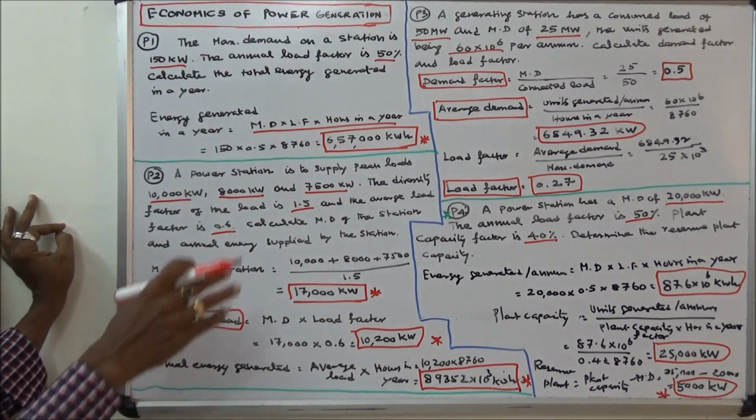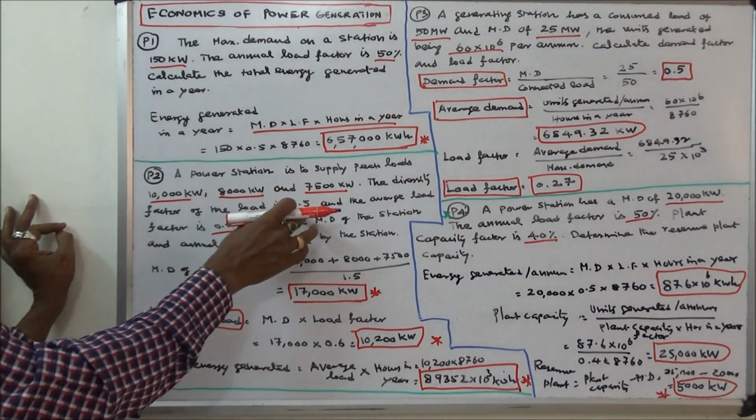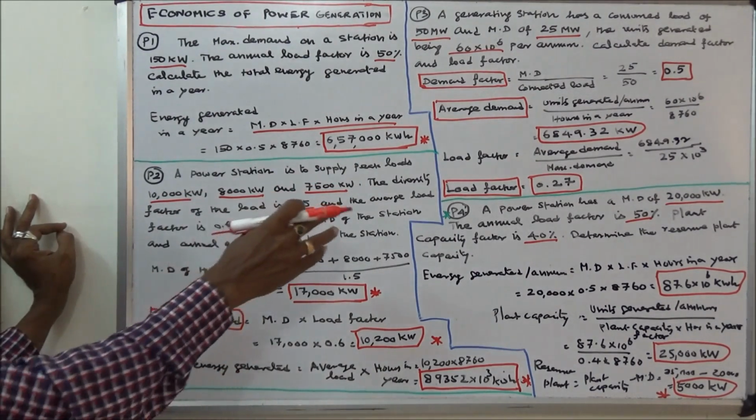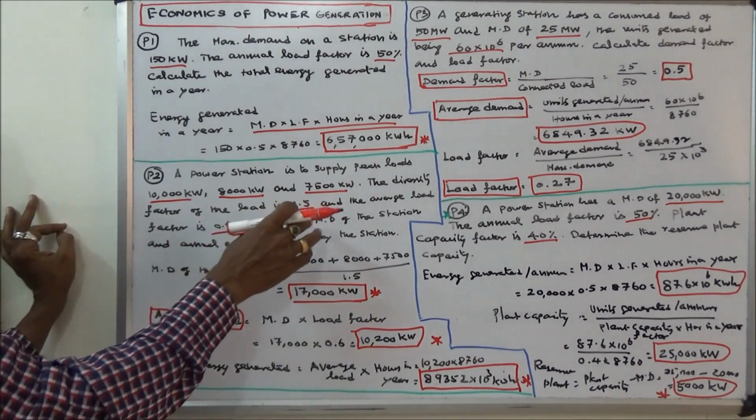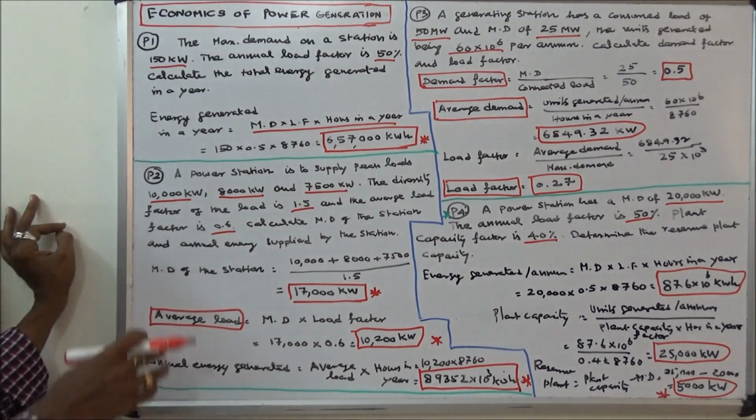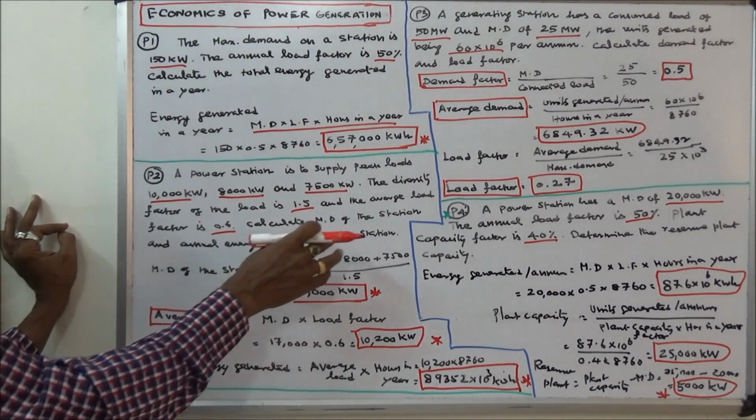Second problem: a power station is to supply peak loads 10,000 kilowatts, 8,000 kilowatts and 7,500 kilowatts. The diversity factor of the load is 1.5 and the average load factor is 0.6. Calculate maximum demand of the station and annual energy supplied by the station.